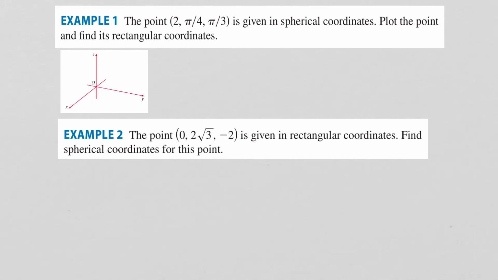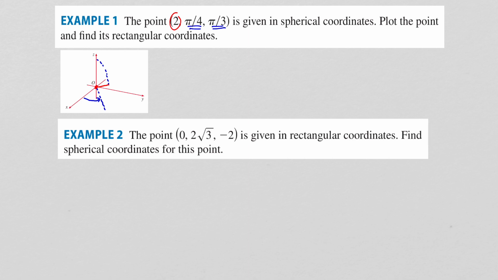So to plot this, we are going to rotate through an angle theta, which is pi over 4, and that is approximately this angle right here. And then rotate through an angle pi over 3 from the positive z-axis. So that's going to come down in this direction, basically coming down in the same plane as this angle. And then we are going to go a distance of 2 units from the origin.